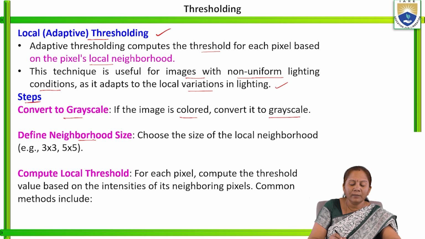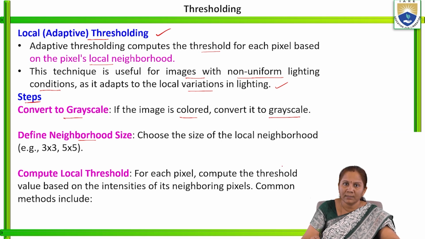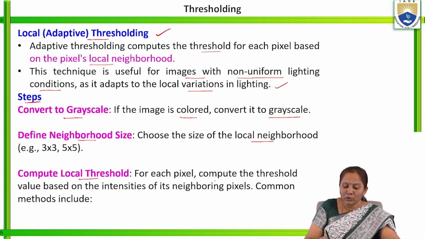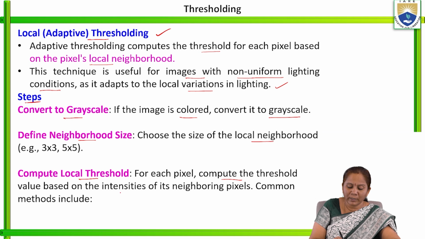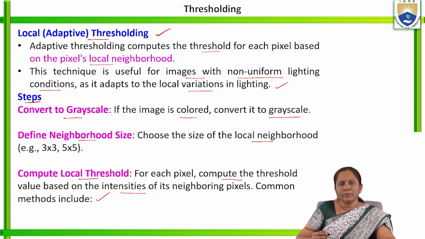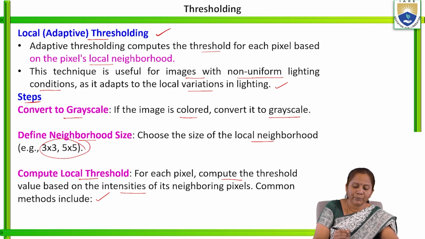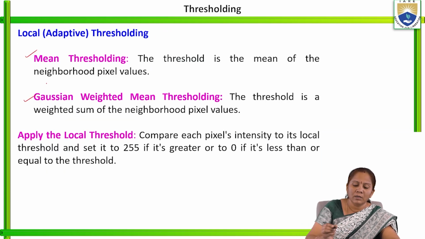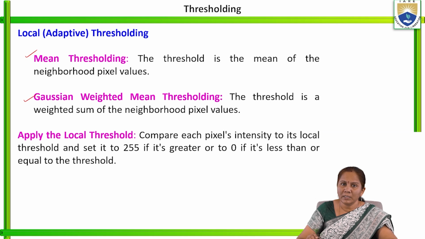Next, we have to define the neighborhood size. It may be 3 by 3 or 5 by 5. We can also call it a mask. Choose the size of the local neighborhood and compute the local threshold. For each pixel, compute the threshold value based on the intensities of the neighborhood. To compute this local threshold using the neighborhood size, we can select mean thresholding or Gaussian weighted mean thresholding.